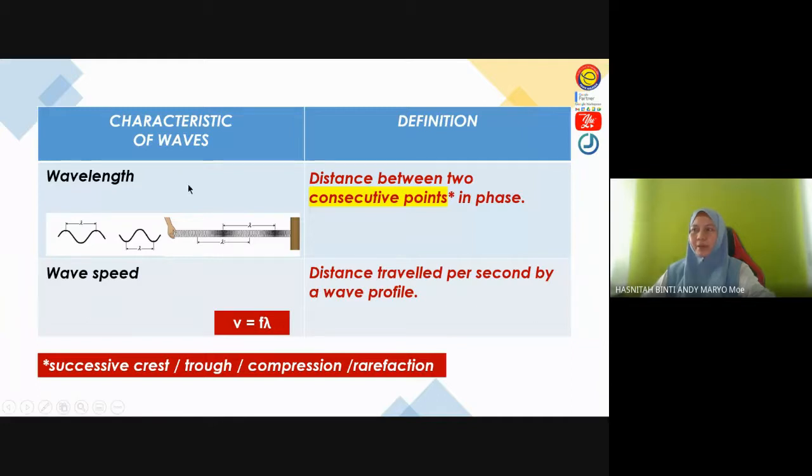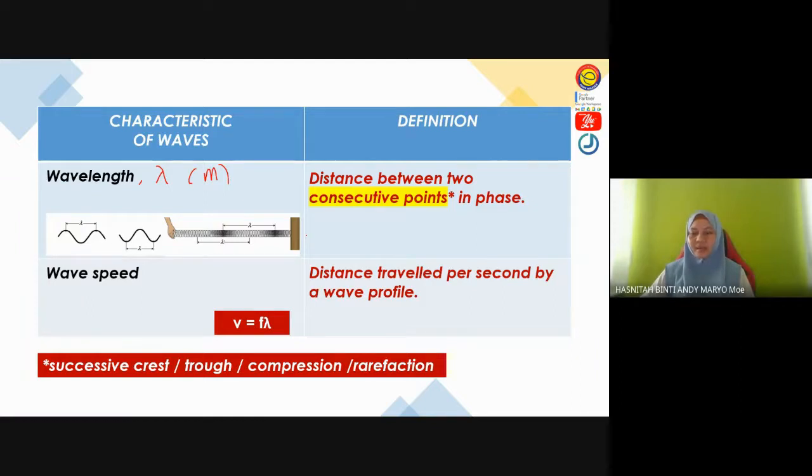And the symbol for wavelength is lambda. I missed the symbol earlier. Wavelength, the symbol is lambda. And what is the SI unit? Wavelength is a distance, so the SI unit is meter. Then how about wave speed? This is the fifth characteristic, wave speed. What is wave speed? It is the distance traveled per second by a wave profile.